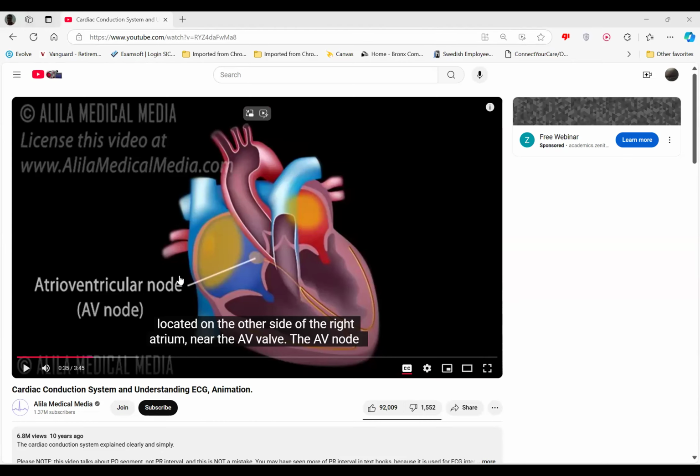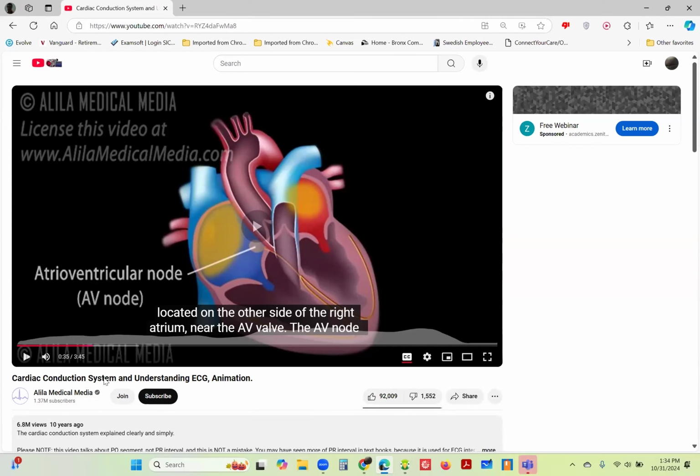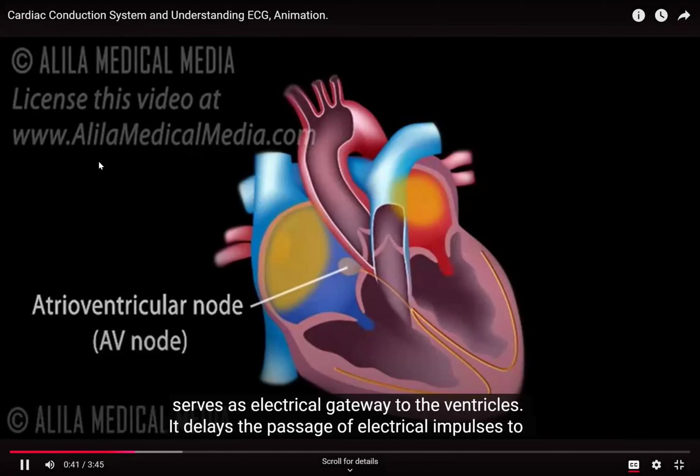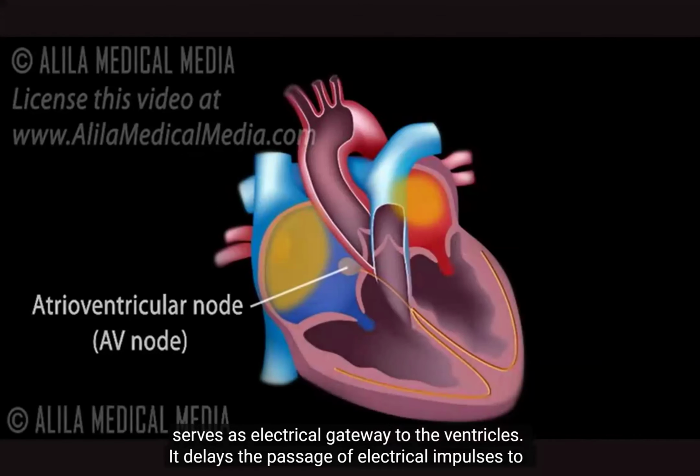Okay, so the delay is represented by the PR on the other side of the right atrium near the AV valve. So the delay in the impulse transmission is made possible by the AV node. When the electrical impulse reaches the AV node, it knows not to transmit it immediately. So again, it will delay the impulse transmission between 0.12 to 0.2 seconds, okay, before transmission is passed down to the ventricles. The AV node serves as the electrical gateway to the ventricles.